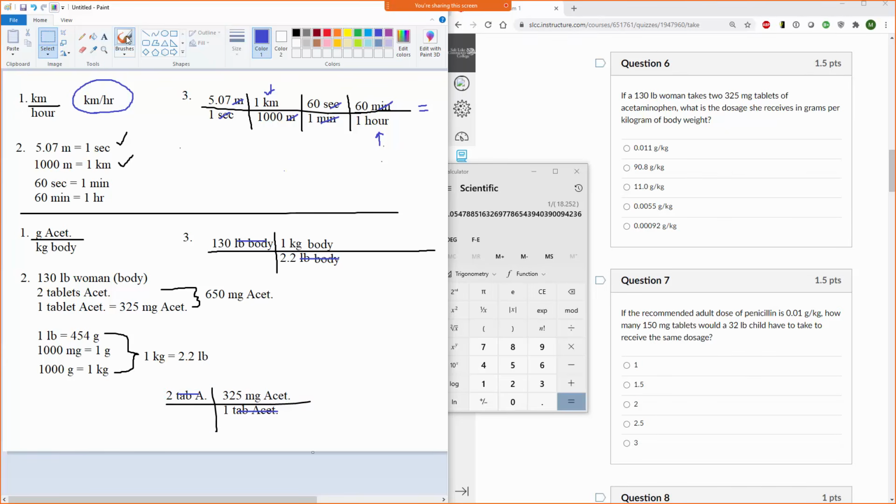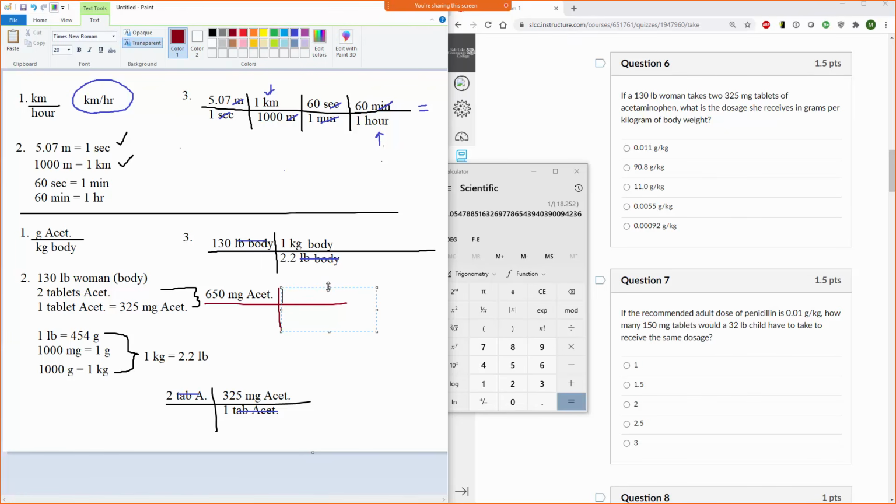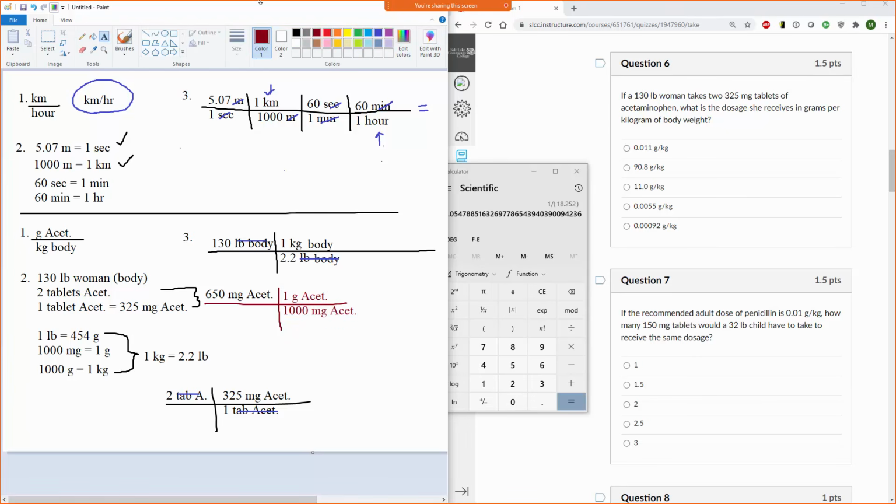All right. But she did it there already. I'll change to a different color. And then Sarah says, now I'm going to do my grams to milligram conversion. So I'm going to say that there's 1 gram of acetaminophen in every 1,000 milligrams of acetaminophen. And if I do that, then my milligrams of acetaminophen cancel, and I'm left with grams of acetaminophen. Okay. That's fine. This is what makes sense to you guys. What should we do next?